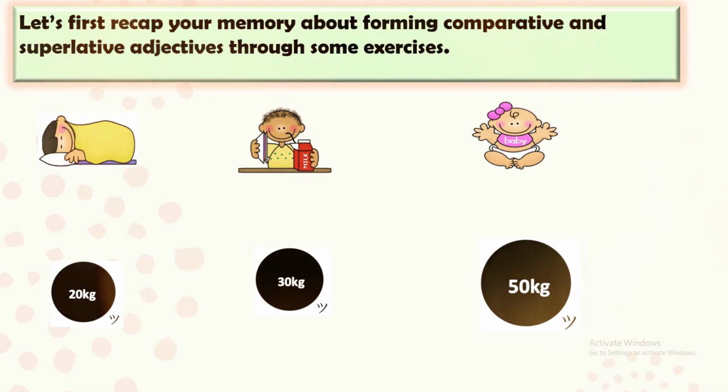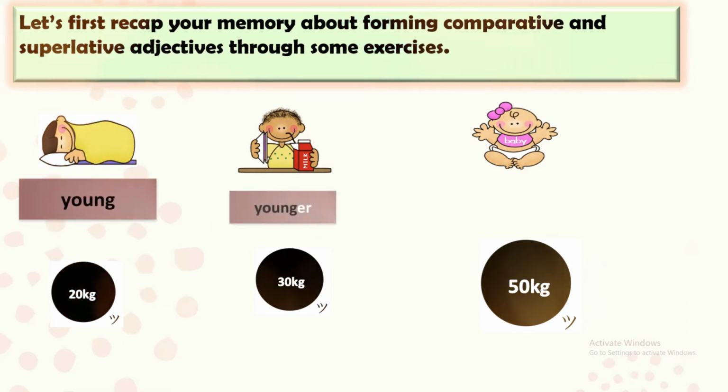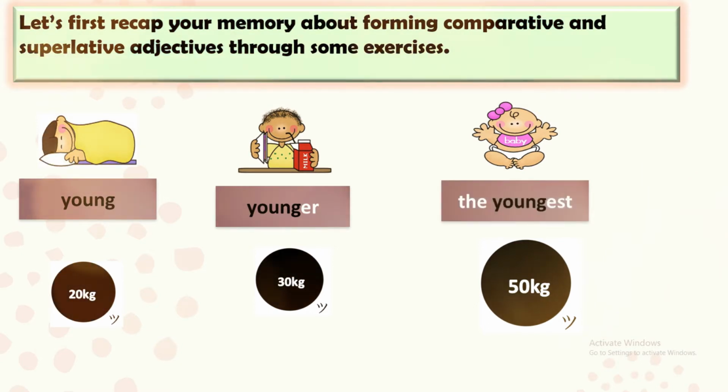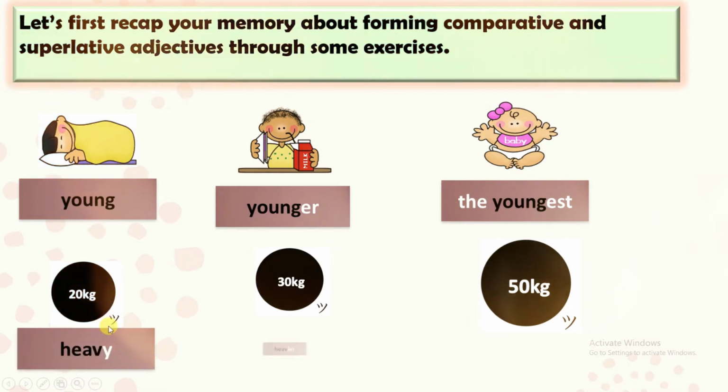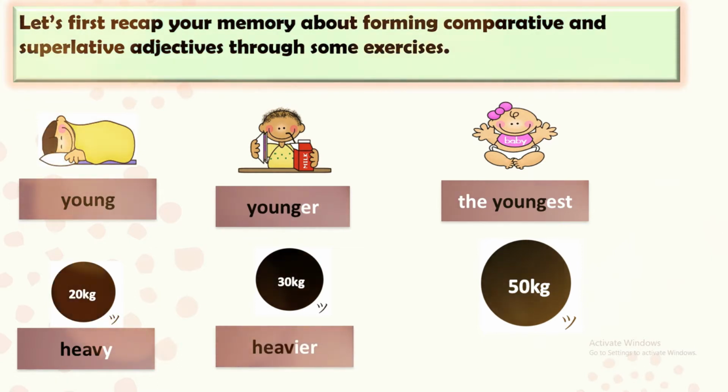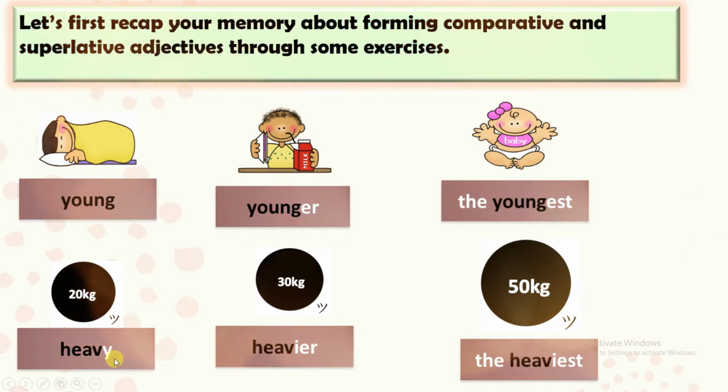Now let's look at this exercise. Here I have the first adjective, young. The comparative form of young is younger, and here I'm comparing one noun to another noun. And the superlative form is the youngest. Here I'm comparing one object to more than one object, like 2, 3, and so on. The second adjective I have is heavy. Heavy, the comparative form is heavier, and the superlative form is the heaviest. These are called short adjectives, which means they have only one syllable.